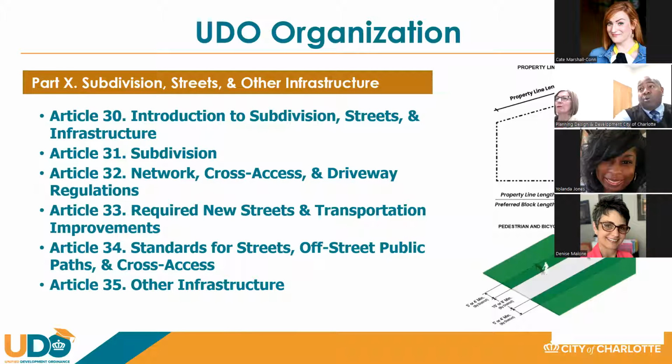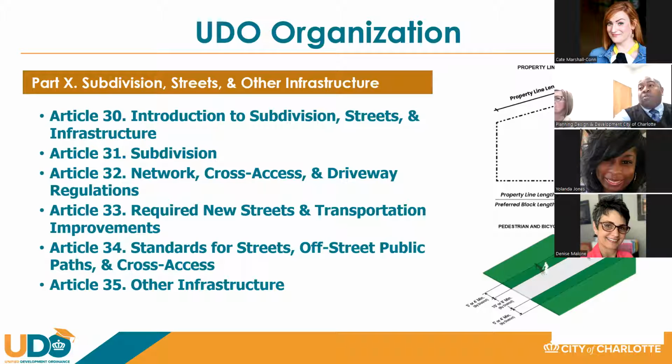Moving on to Part 10, which is subdivision, streets, and infrastructure. This is the section that deals with subdivision and the Charlotte Department of Transportation. This is how we determine, with Prothlink, if your site is required to have streets and what regulations you have to comply with when you're trying to subdivide land. Article 30 is the introduction to subdivision, streets, and infrastructure. Article 31 has the requirements if you are looking to subdivide land and what is required as part of that subdivision process. Article 32 relates to the network, which is where you find your public and private network required streets.